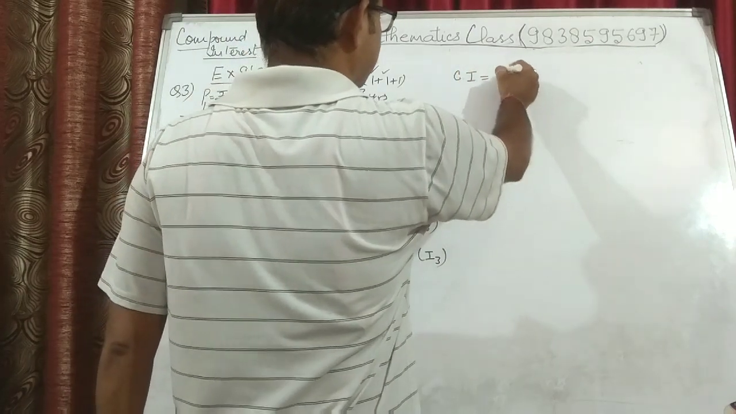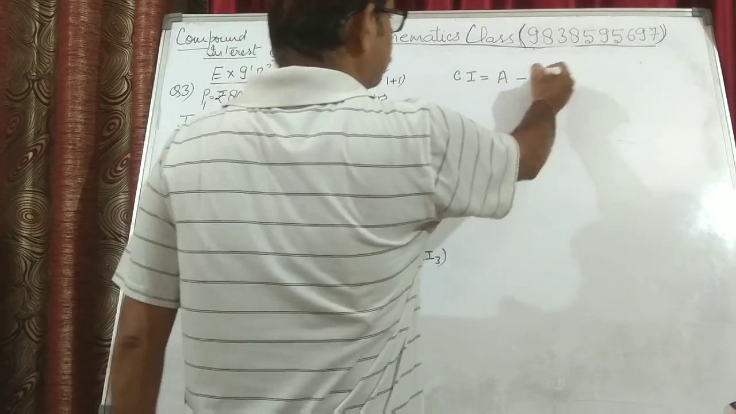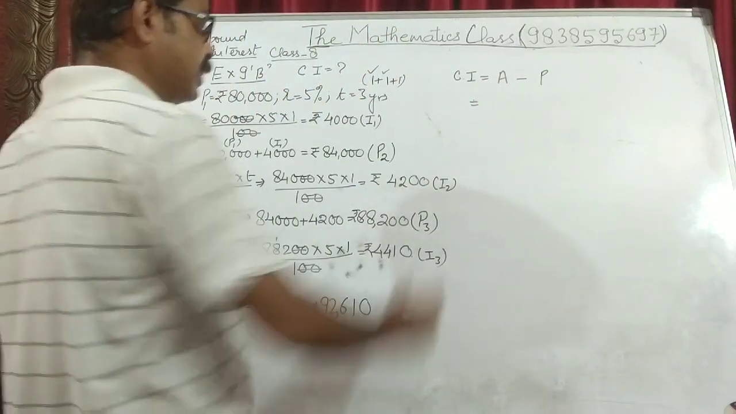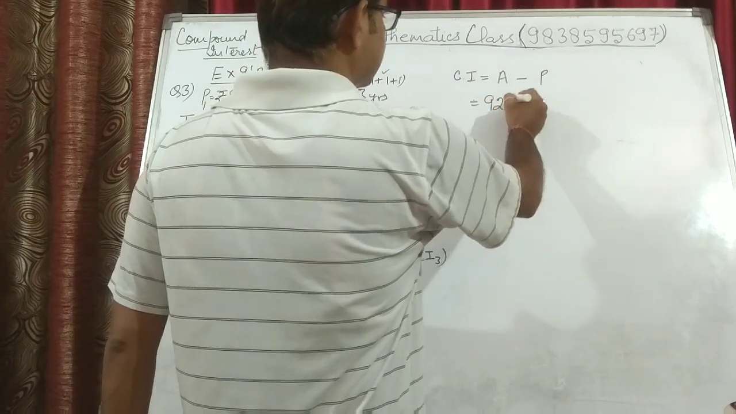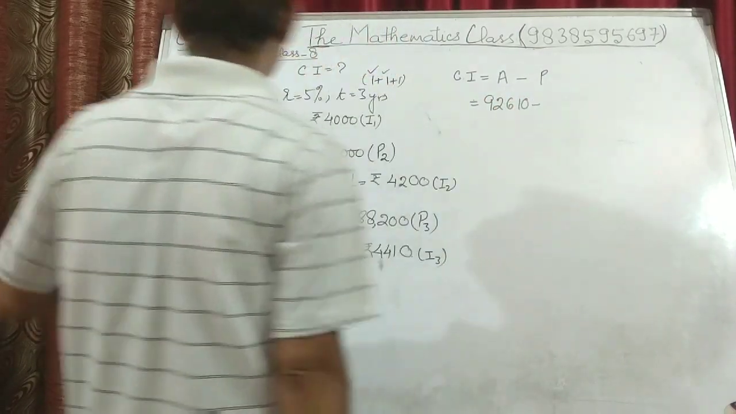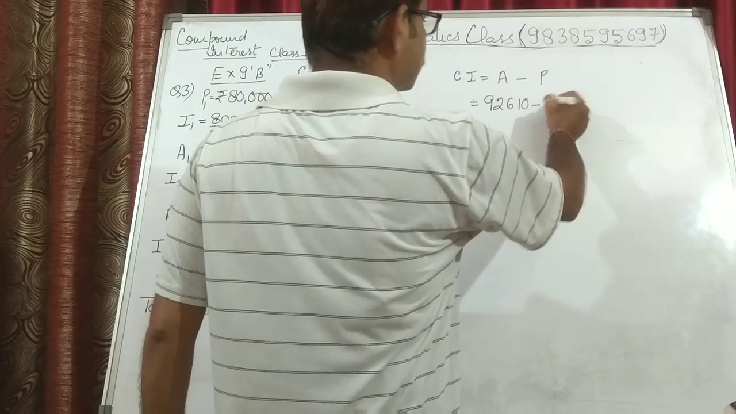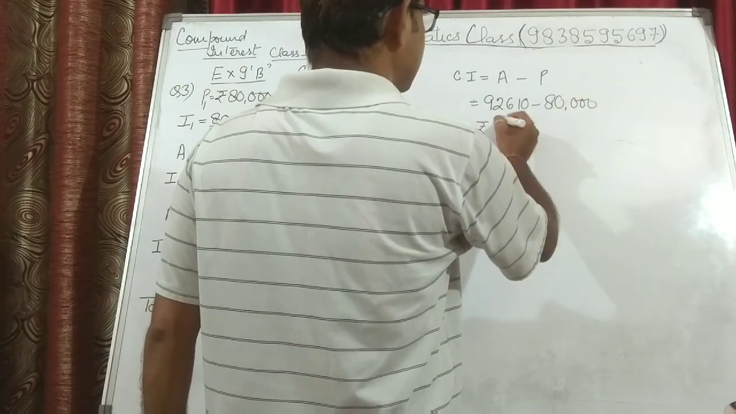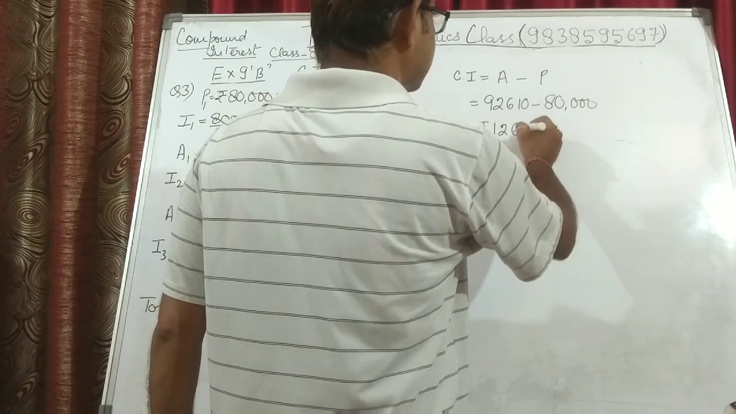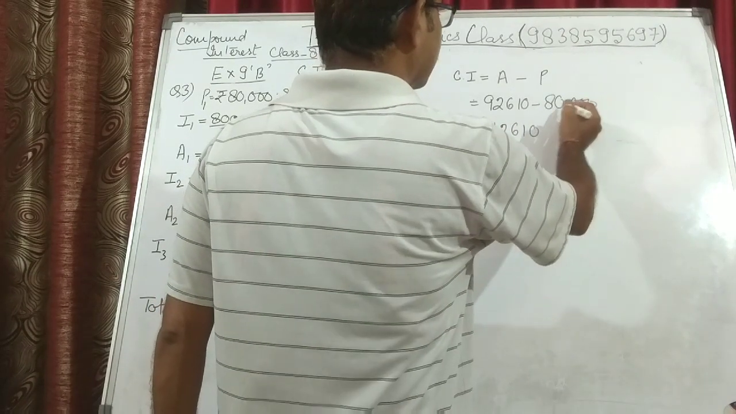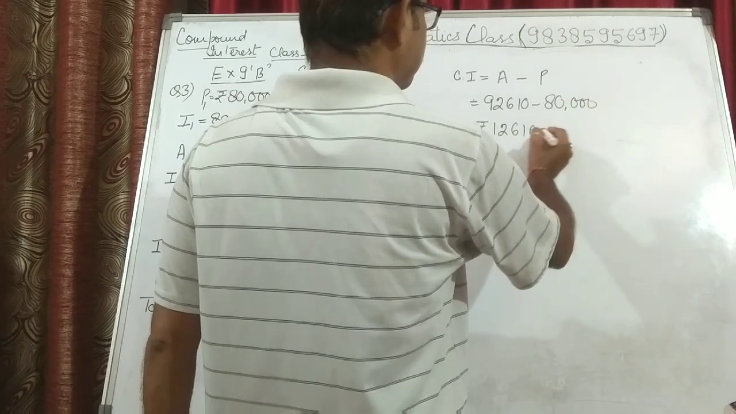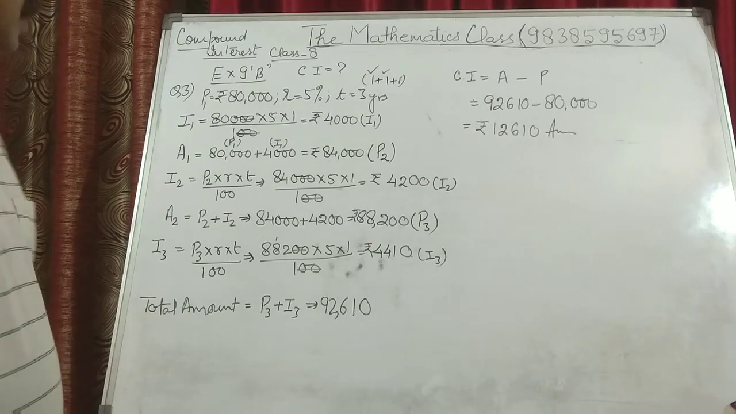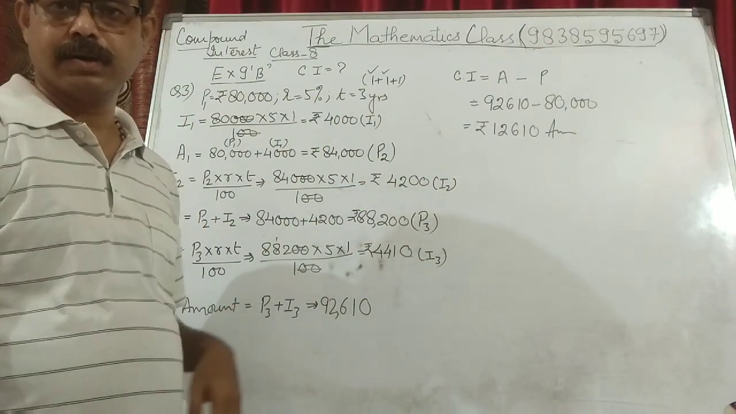We know compound interest is amount minus principal. Final amount was 92,610 minus principal. Initial principal was 80,000. So the interest is rupees 12610. Okay, 12610 is the final value of this. I hope this is understood.